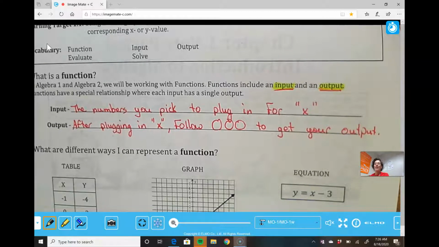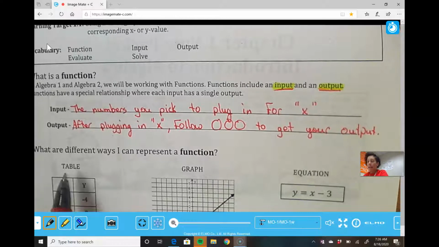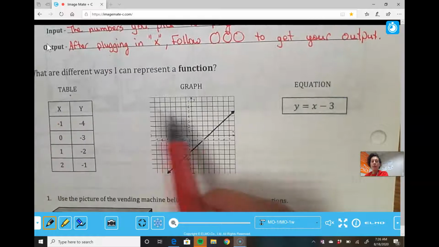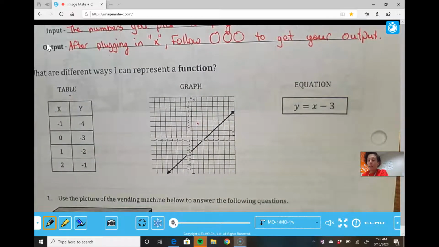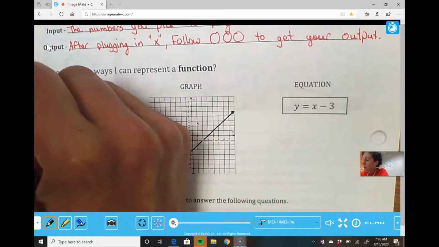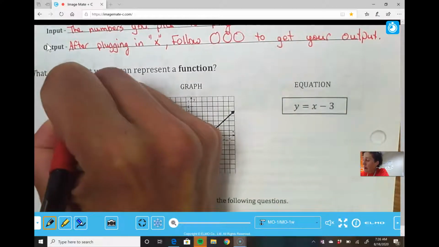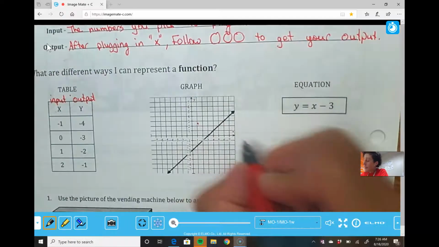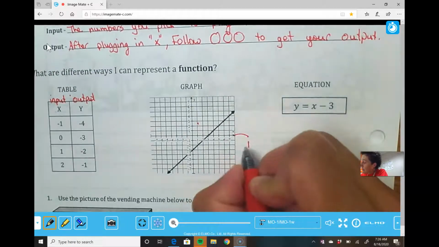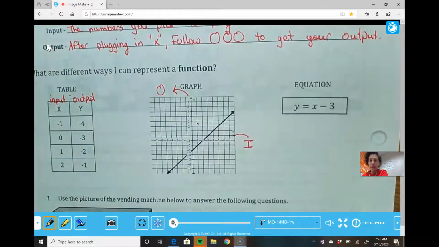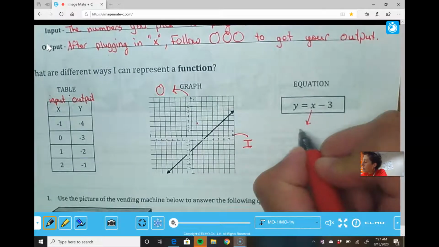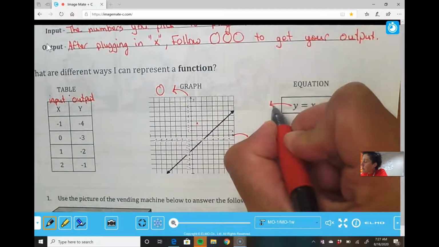Let's keep going. All right, so what are the different ways we can represent a function? So we can represent a function in a table, in a graph, and in your equation. So again, in all of these, there's an input and an output. So here's your input, and here's your output. And in a table, your x-axis is your input, and your y-axis is your output. And in your equation, again, x and y are the most popular. X is your input, and y is your output.